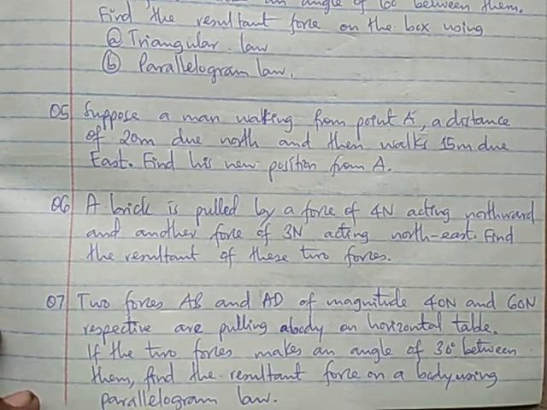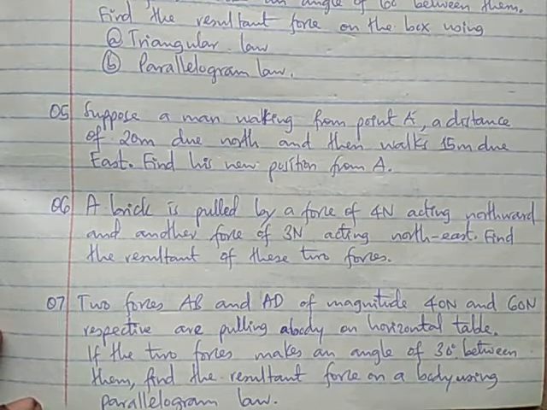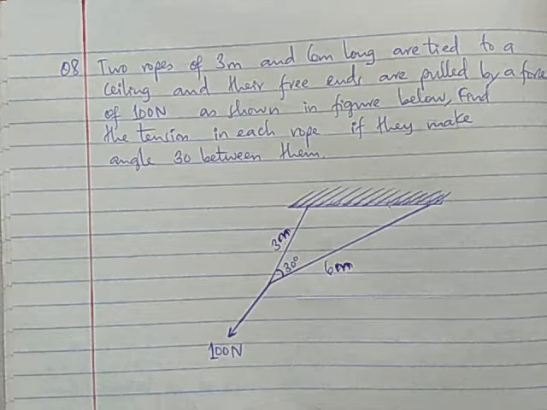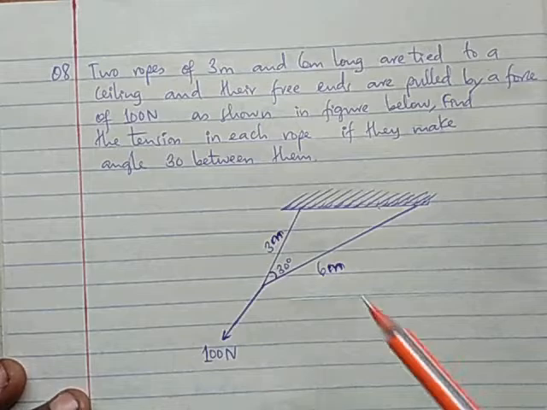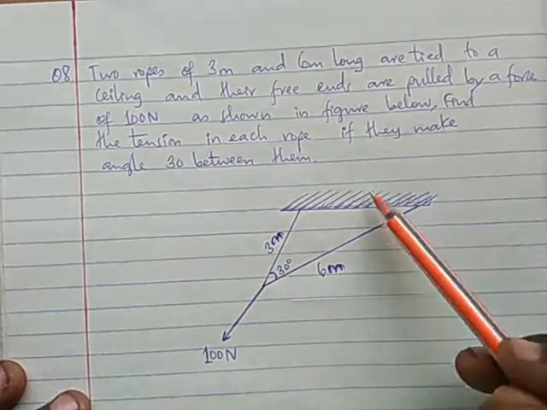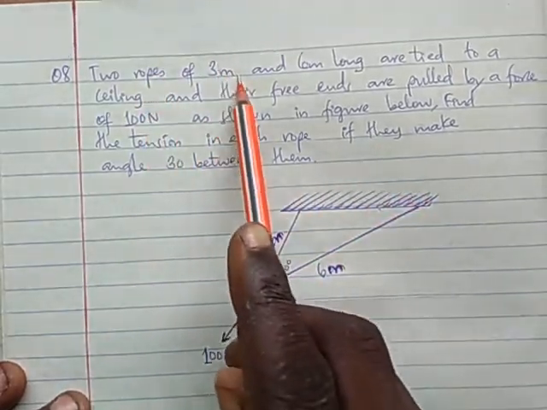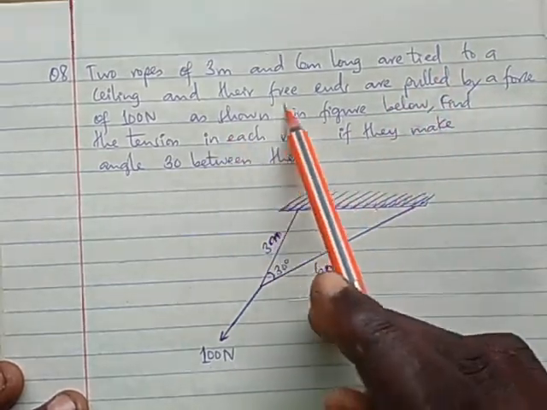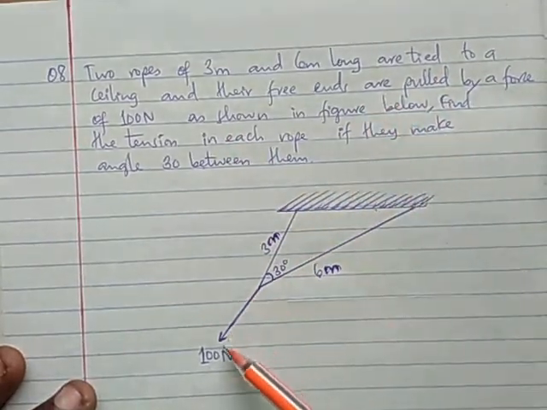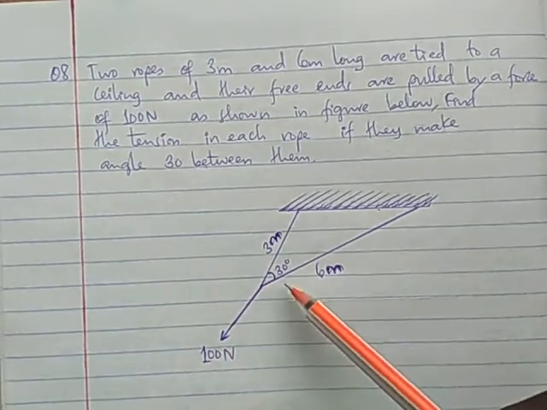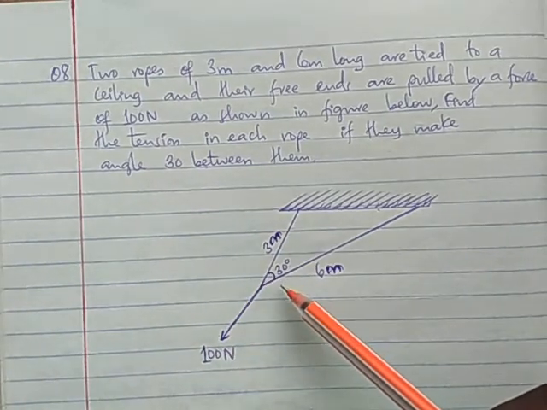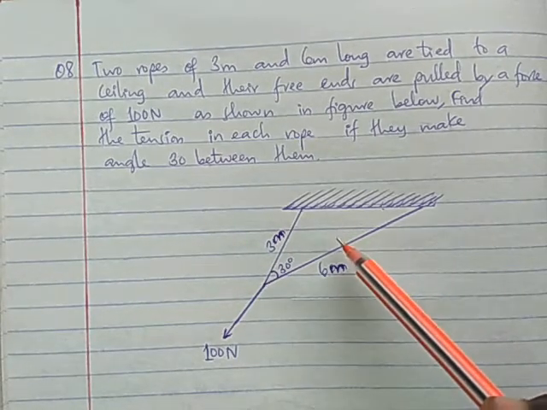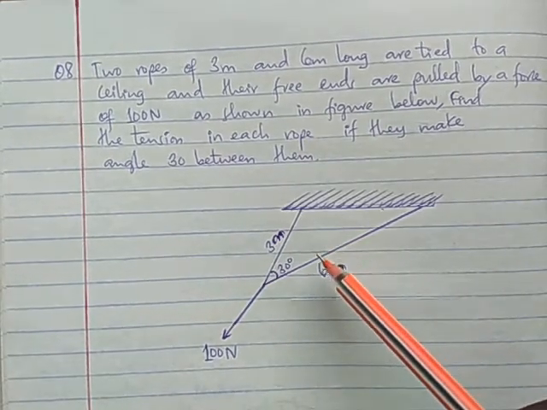Now let's move to the last numerical problem. In our last numerical problem tumepewa string kama hizi hapa. Tuna string hiyo hapa na string hiyo hapa. So we have two ropes 3 cm and 6 cm long tied on a ceiling and their force ends by pulling 100 Newton and the angle of 30 between them. Sasa swali ni kwamba find the tension in each rope if they make angle of 30 between them.